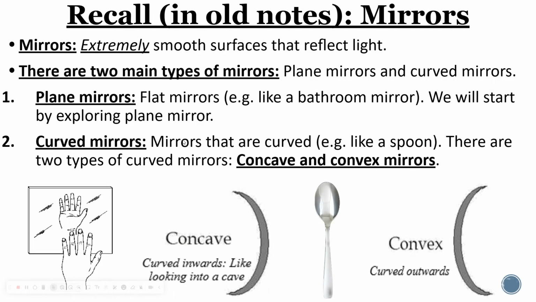As a reminder, there are two types of mirrors we're studying in this course. We've seen plane mirrors, and now we're moving on to curved mirrors. The curved mirrors can be concave, which curves inwards, or convex, which curves outwards. In this video, we're going to focus on the concave mirrors. In the following video, we'll focus on convex mirrors.